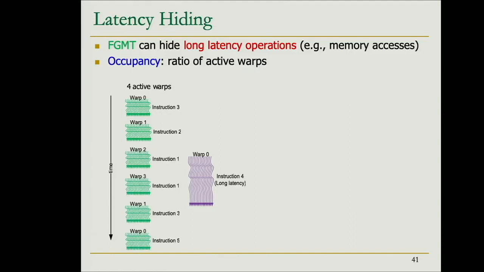Of course, for warp 0, we will likely have to stall until we get the values from DRAM, from the global memory, and then we can continue execution of instruction 5. So this instruction 5 will only be ready for issuing, eligible, as I said before, after instruction 4 completes, assuming that the data read from memory by instruction 4 is used as an operand by instruction 5. But in the meantime, as you can see, we can hide this latency. And for that, in this particular toy example, we need 4 active warps.